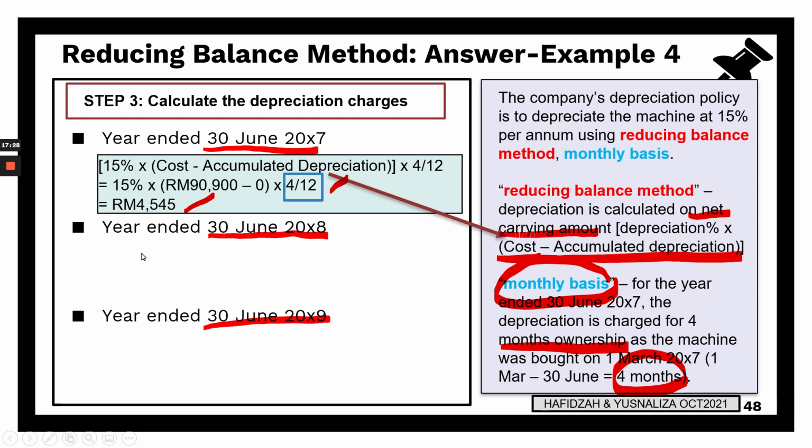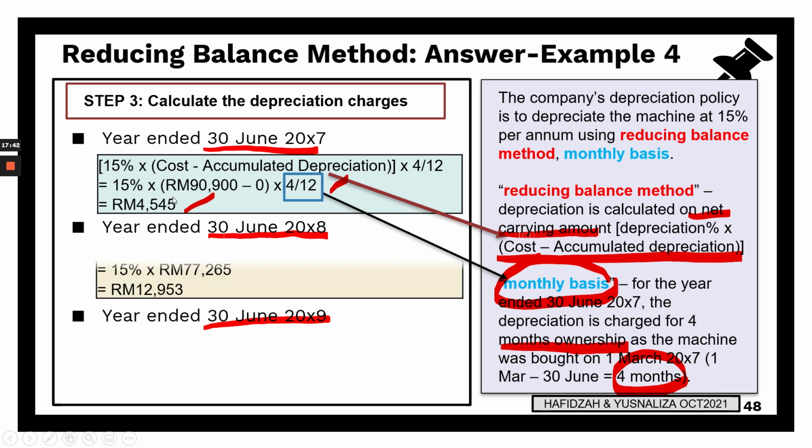For the second year, the accumulated depreciation is the one that you will start having only from 30th of June 2007. So by the second year, there is an accumulated depreciation from the previous year, 4,545. So that is being deducted. This is the cost minus accumulated depreciation, and this is charged for 1 year. Only in the first year do you take the monthly basis into consideration, but in the second year it will be full 12-month depreciation.